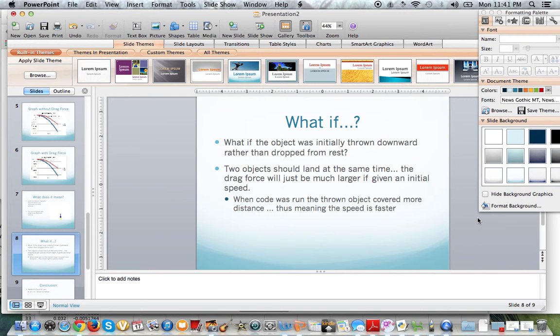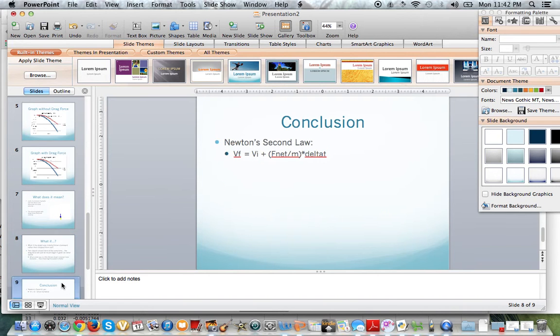One of the other questions was, what if the object was initially thrown downward rather than dropped from rest? The two objects, no matter what, should always land at the same time because of drag force. But when I ran the code, while they both obviously ended at the same time because I have it set to end at the same time in my while loop, the second ball traveled a further distance. There was no setting of boundaries, so I would need to make a better code to see that.